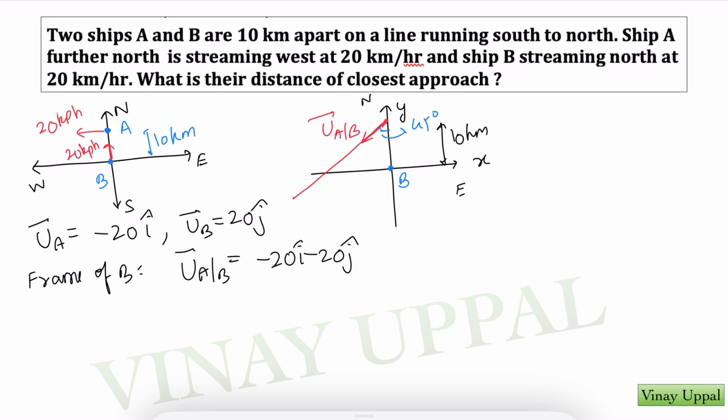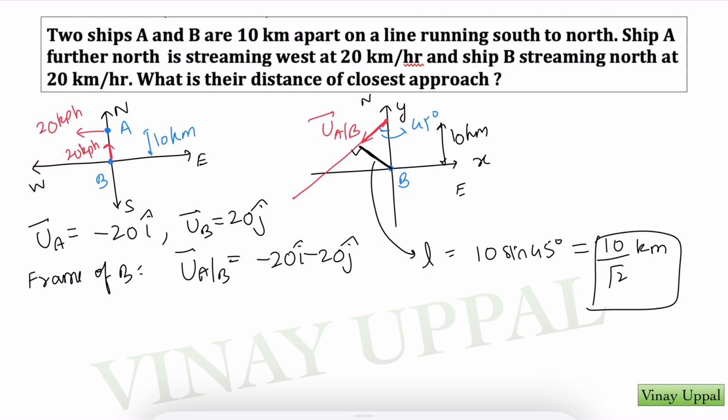And what's the initial distance between them? 10 kilometers. So once again, the perpendicular distance from B to the straight line of A is going to be the minimum distance. This is what I want. And you should be able to see this is nothing but, from the triangle, 10 sine 45. So just 10 by root 2 kilometers. That's it. That's the distance of closest approach, the minimum distance between ship A and B.